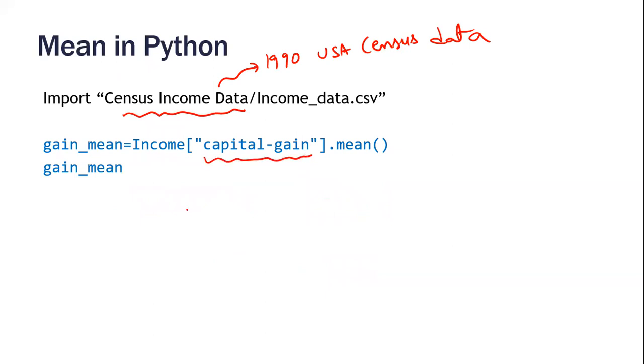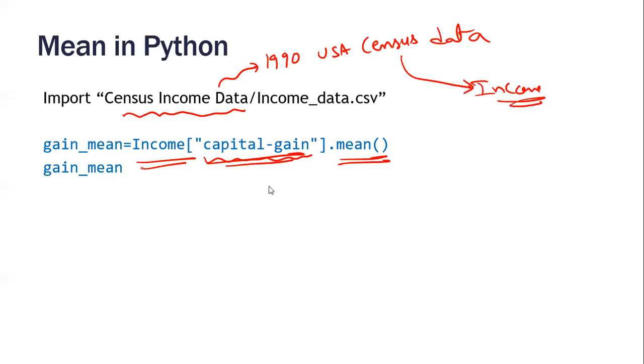I want to find its mean. For that, what I should do is first import this data set. Let's say I have imported it to a Python pandas data frame called income. Income is my data frame name. After that, you write data frame name, column name, dot mean. Okay. So let us go to the code file.